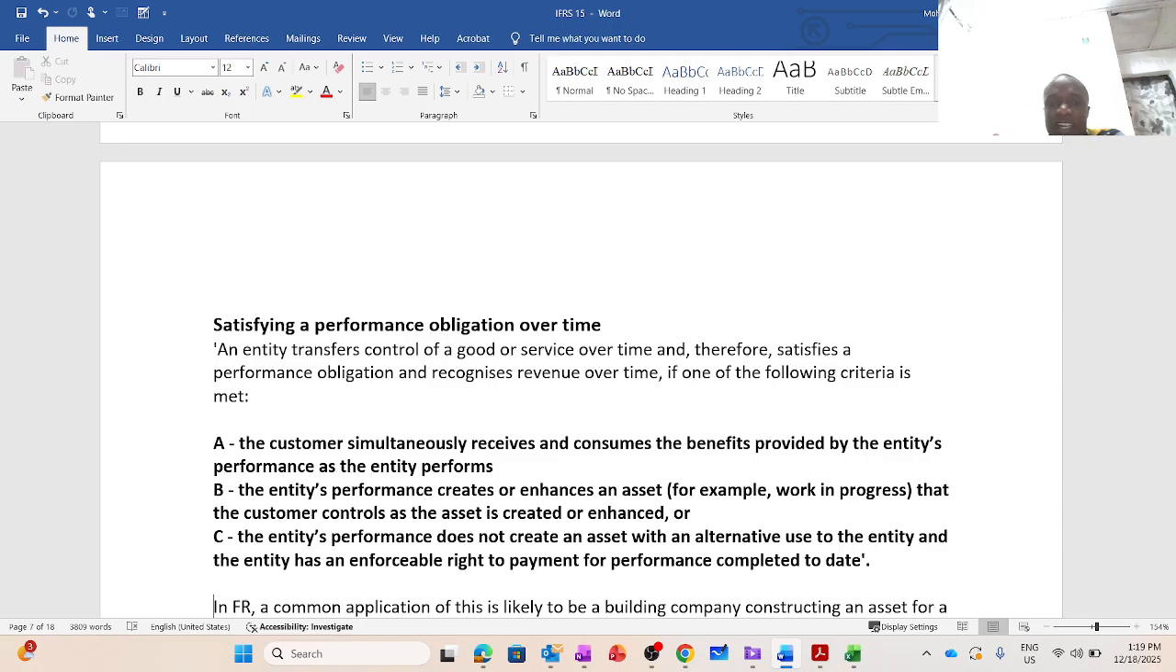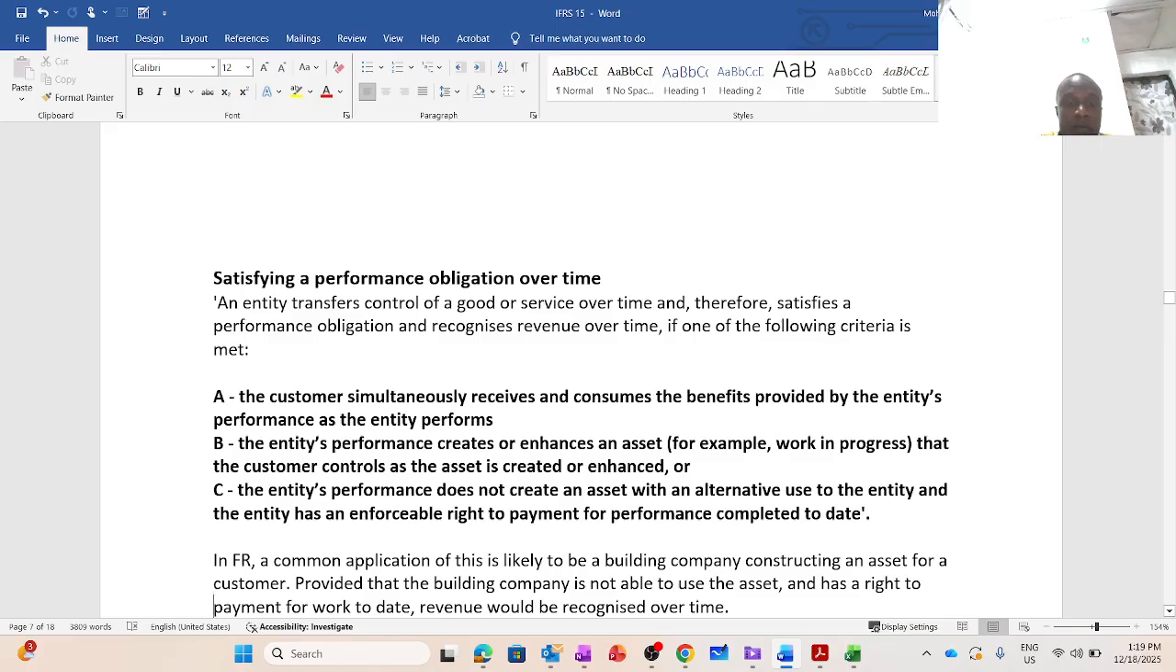If one of the following criteria is met, then we are going to recognize revenue over time. First condition, the customer simultaneously receives and consumes the benefits provided by the entity's performance as the entity performs. So when we look at construction contracts, they can run for 5, 6, 10 years. If, as the building is being constructed, the customer is at the same time receiving benefit from that building, then it's an indication that we need to recognize revenue over time.